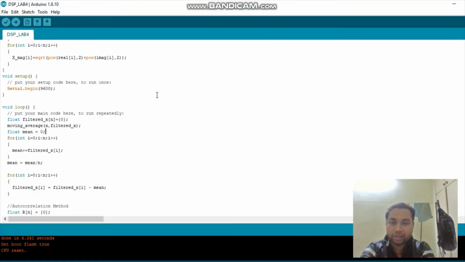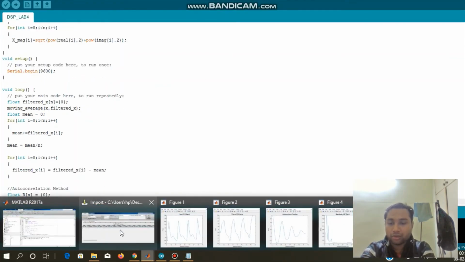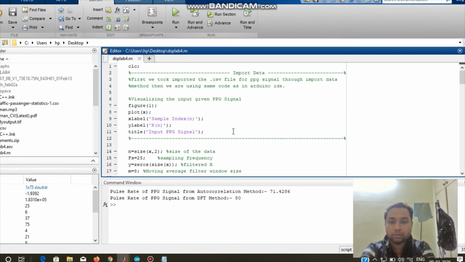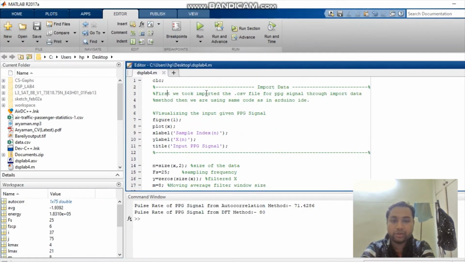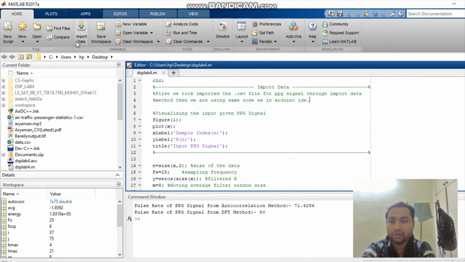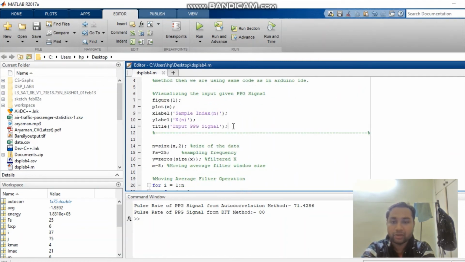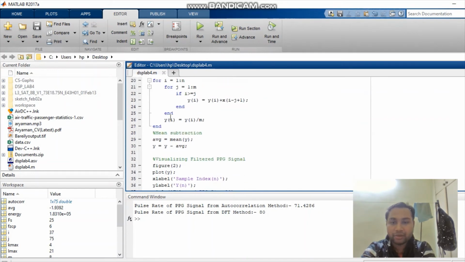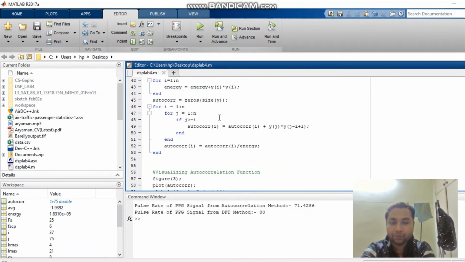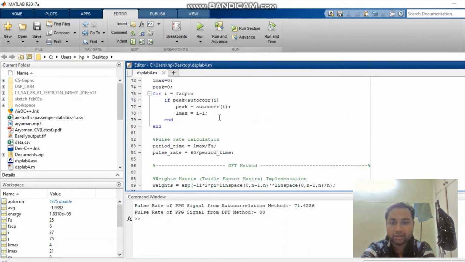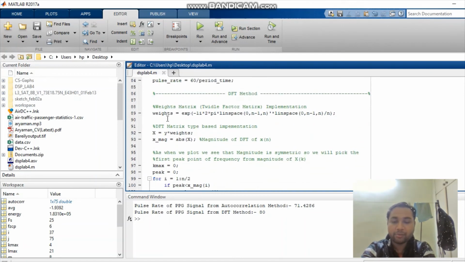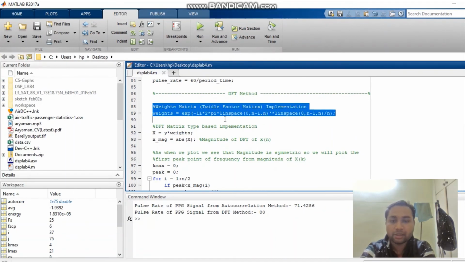That is, in our case, W with indices n and k, which is nothing but a twiddle factor. So now I'm going to use the MATLAB computation. First I've imported the data from the given CSV file using the importdata function. Now we slice first, and the moving average filter is the same function, everything is the same, nothing is changed. Just a twist is that we are going to take a weight matrix, that is nothing but the twiddle factor.